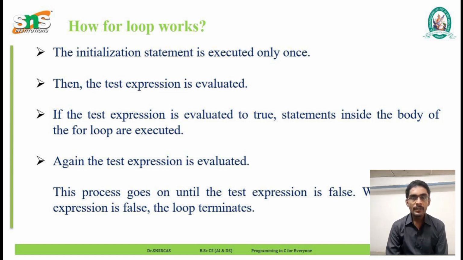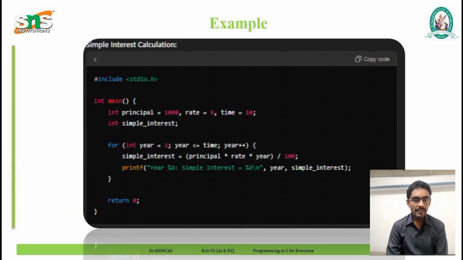Here is an example for calculating simple interest. In the for loop, the value of year is initialized with 1 and the year value is checked against the time duration. The time duration is initialized with 10. This means the for loop is going to be executed 10 times repeatedly, once for each year. In the increment part, the year value is incremented by 1.